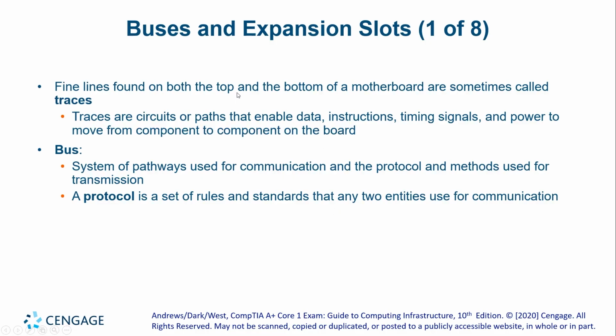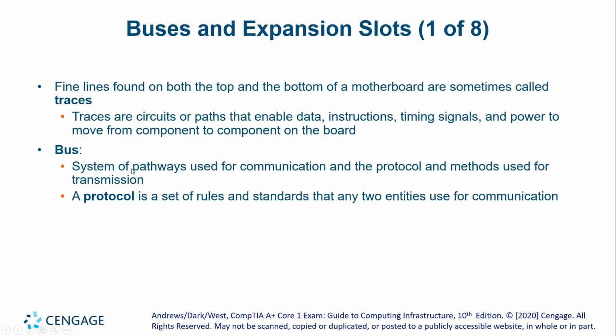Fine lines found on the top and bottom of the motherboard are traces. This is the copper trace, or the copper patterns that are printed onto the motherboards. They're circuits and paths that enable data, instructions, timing and power to move from component to component.